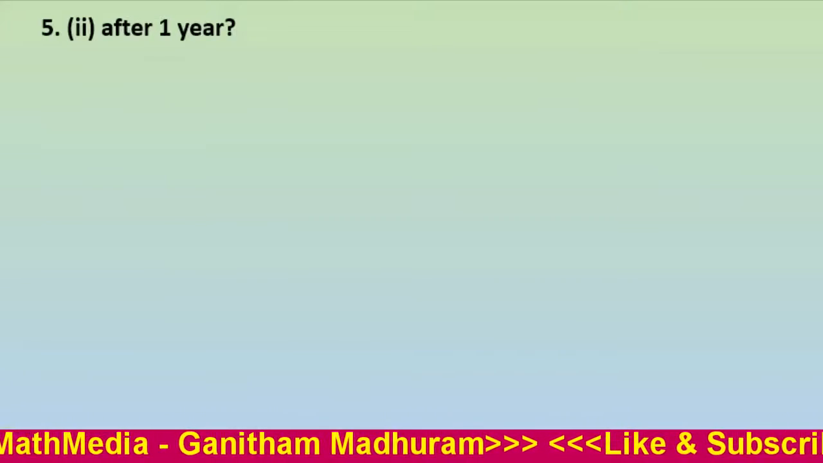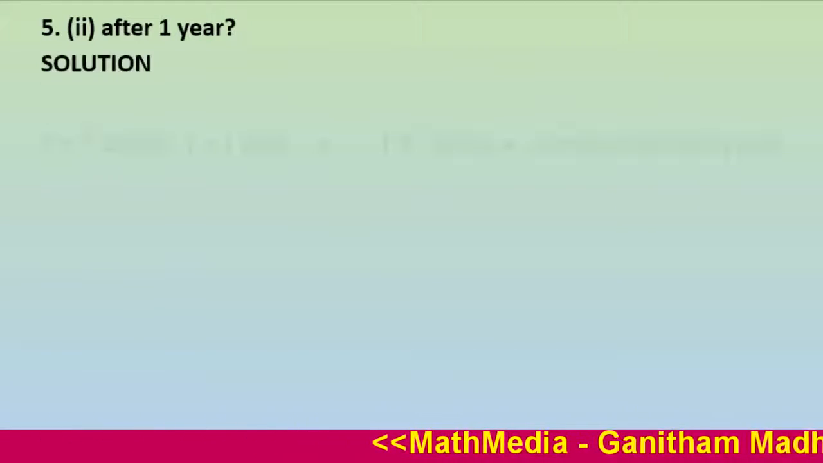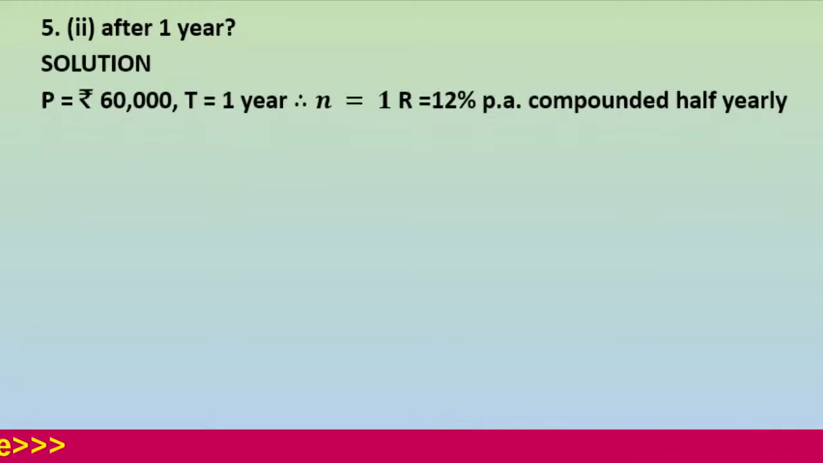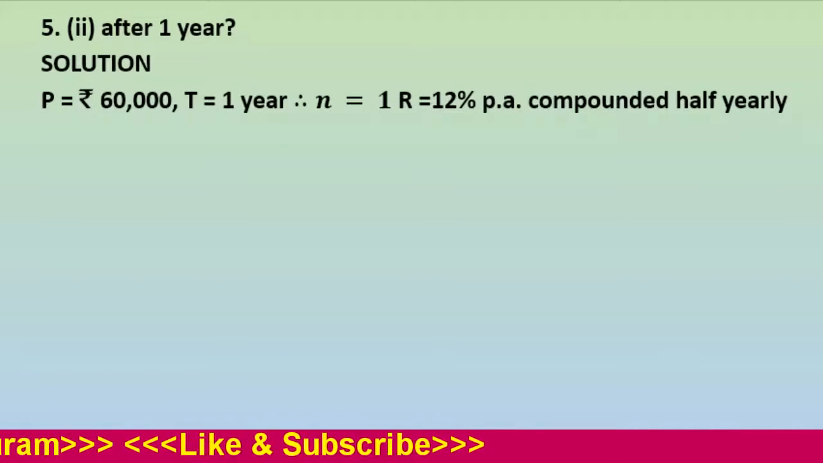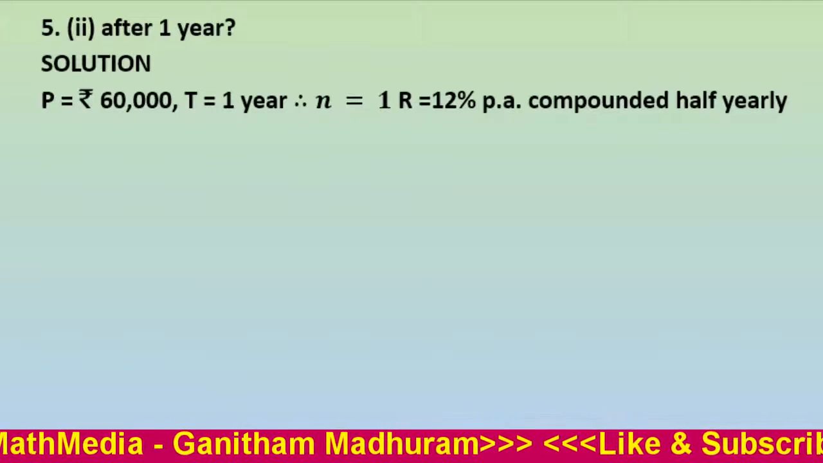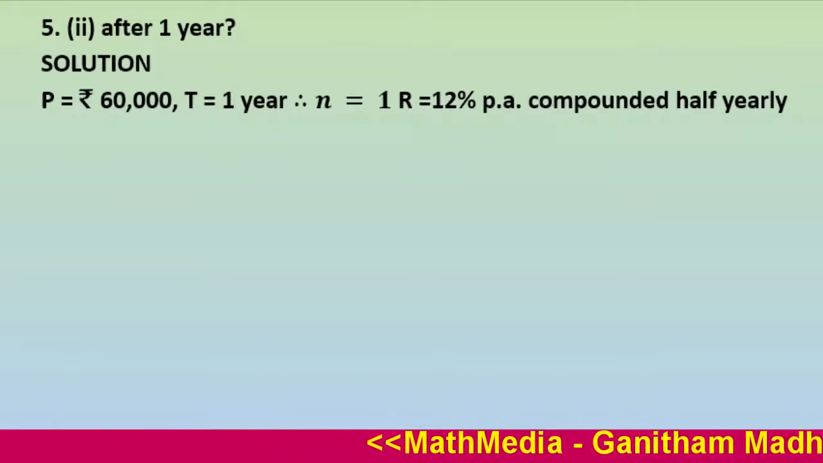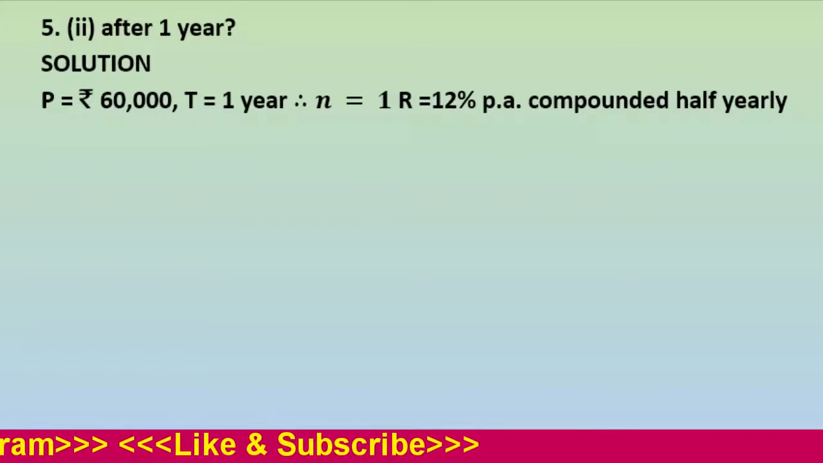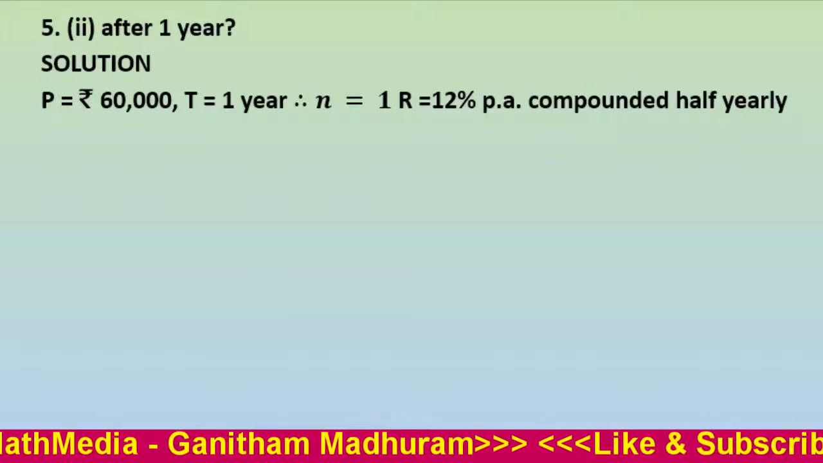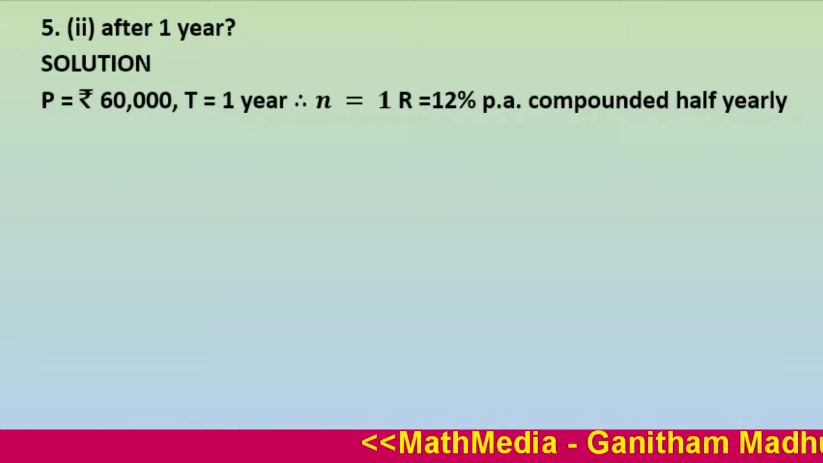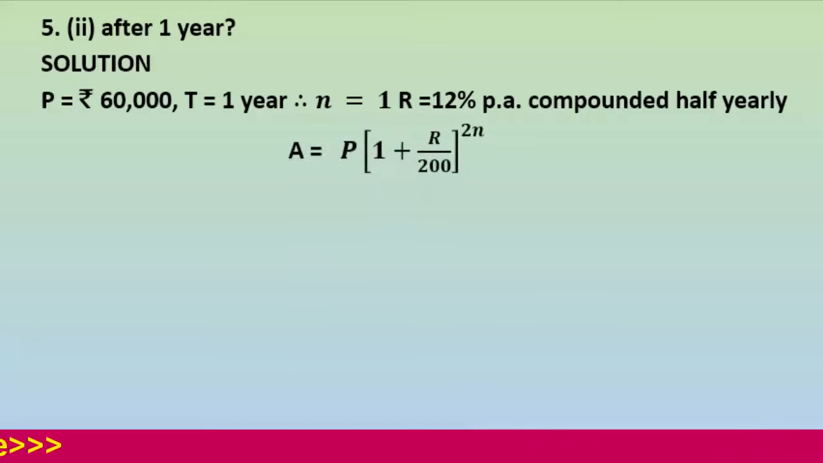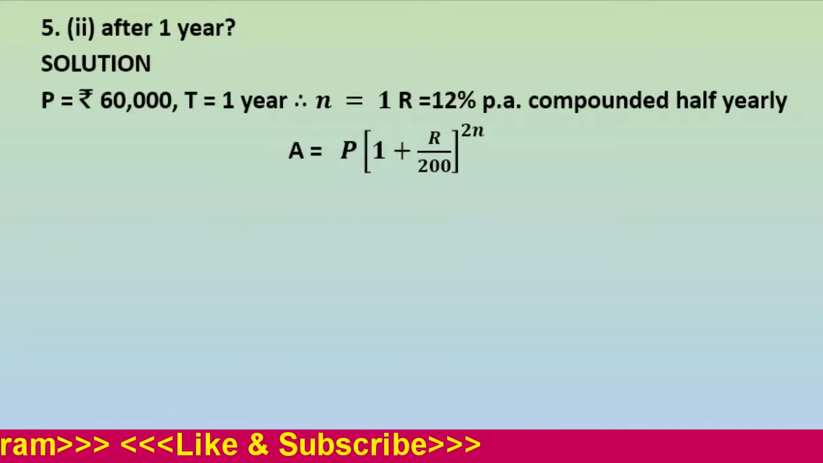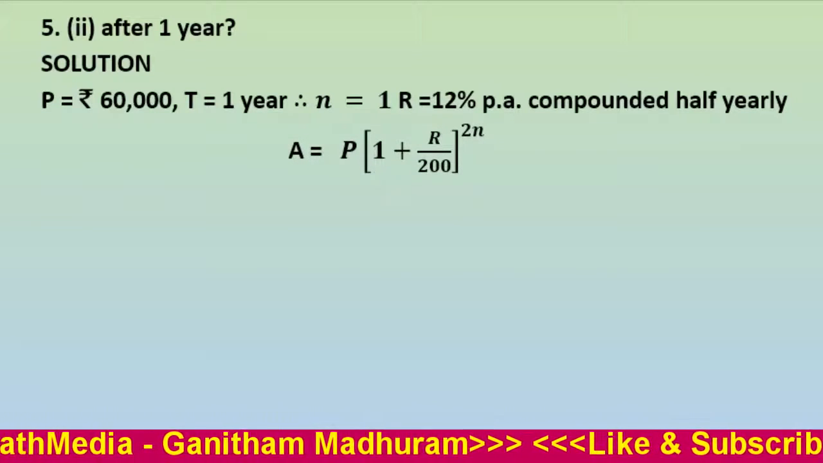Now we move to the second part of the question. What will be the amount after 1 year? So we can write down what is given in the question. Principal equal to rupees 60,000, time equal to 1 year, therefore n equal to 1. R equal to 12% per annum, compounded half yearly. Now we can write down the formula for compound amount calculated half yearly. Do you remember the formula? Yes, amount A equal to P into 1 plus R upon 200 raised to 2n.